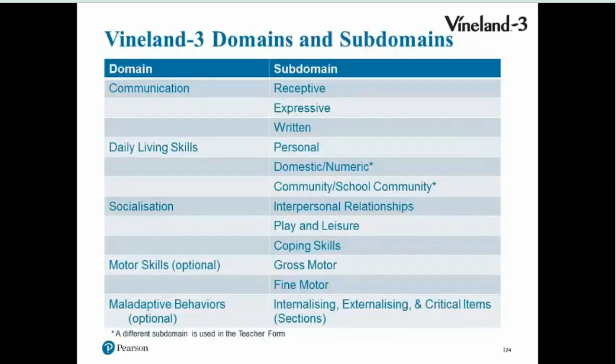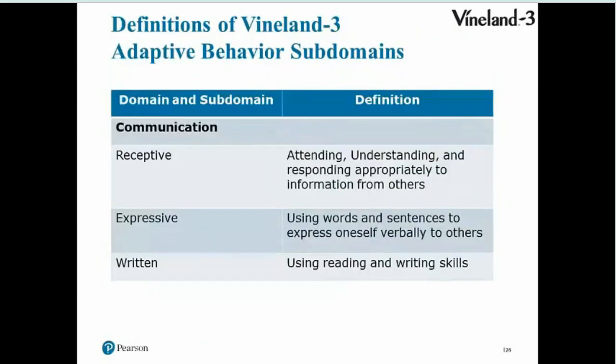The structure of the Vineland 3 is similar to the Vineland 2 with some changes. The domains include communication, daily living, socialization, motor skills, and then maladaptive behavior. And these are broken down into subdomains. The communication area is broken down into receptive communication, so attending to and understanding and responding appropriately to the information from other people. Expressive, which is using words or sentences to express oneself verbally. This would include some nonverbal communication as well. And then the higher level area of written communication, which is basic reading and writing skills.